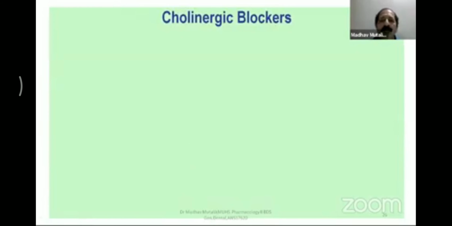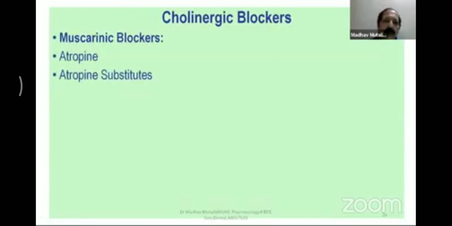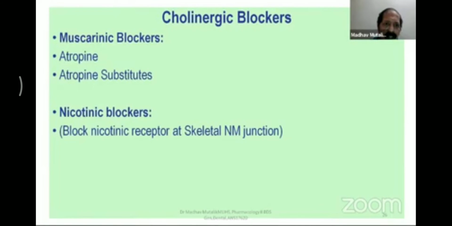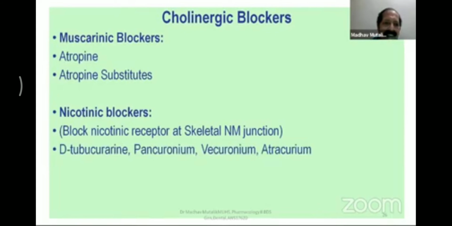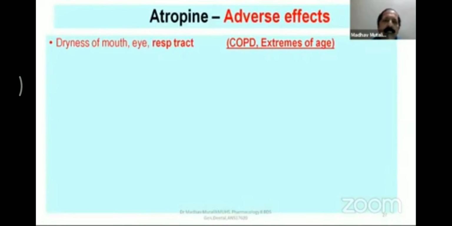Now we move on to cholinergic blockers. When you want to block the cholinergic receptors, there'll be muscarinic blockers, that's atropine and atropine substitutes, and there'll be nicotinic blockers, which block the nicotinic receptor at the skeletal neuromuscular junction and will relax the skeletal muscles. So they are skeletal muscle relaxants: d-tubocurarine, pancuronium, vecuronium, atracurium, etc. So all these drugs are nicotinic blockers. We are not going to discuss these in this session. We are going to concentrate on atropine and atropine substitutes.